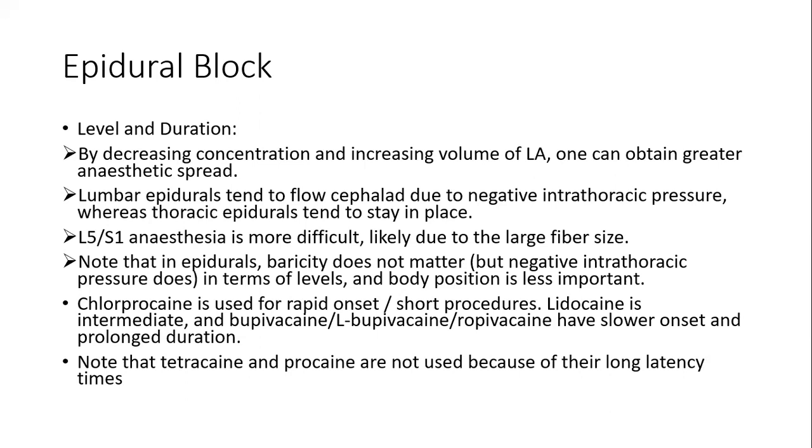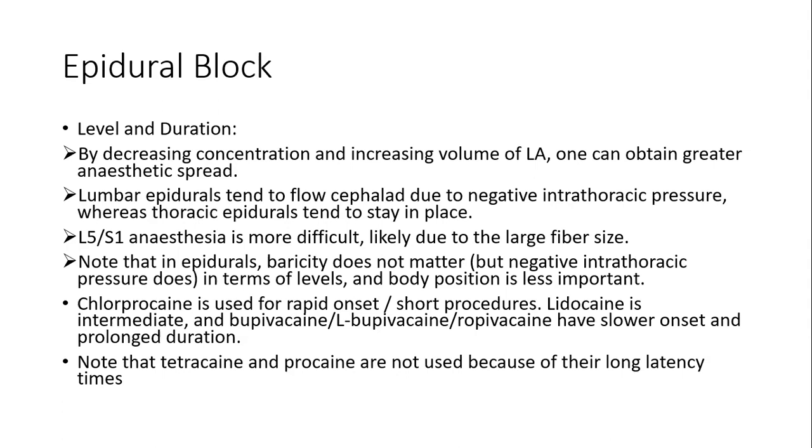Lumbar epidural tends to flow cephalad. All right, this is due to negative intrathoracic pressure. But when you are giving thoracic epidurals, the local anesthetic solution tends to stay where you injected it. All right. Performing lumbar epidural at L5-S1 is more difficult because of the larger fiber size in this location. And note that in epidural, baricity does not have much role as opposed to spinal anesthesia in terms of the level of block, and body position is also less important.